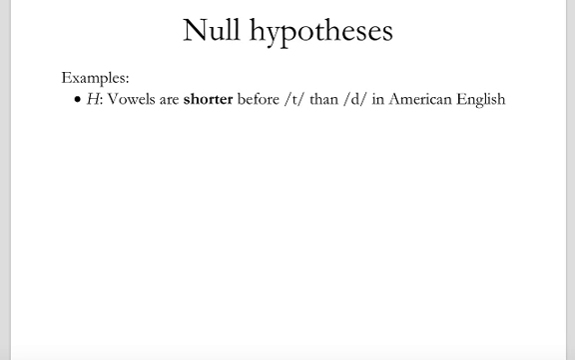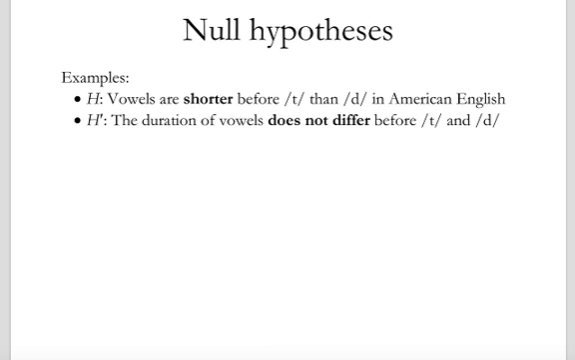Here's one from phonetics. Vowels are shorter before voiceless coronal stops than voiced coronal stops in American English. Right? That's a hypothesis you might want to test. Happens to be true in American English. What's the null hypothesis? It's not that vowels are longer before t than d. It's that the duration of vowels does not differ before t and d. That's the null hypothesis. It's the complement of the experimental hypothesis. It's sort of everything else. It's not the opposite necessarily.